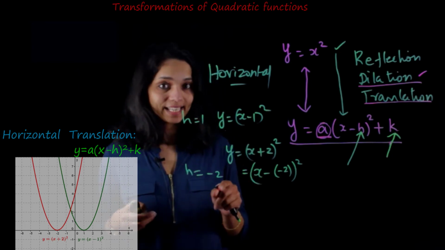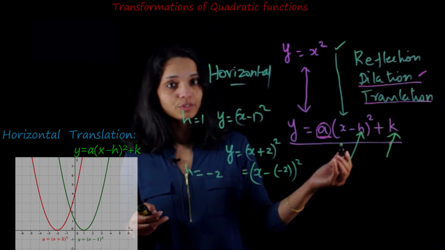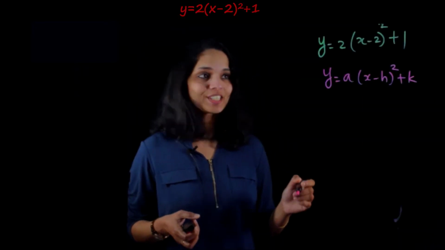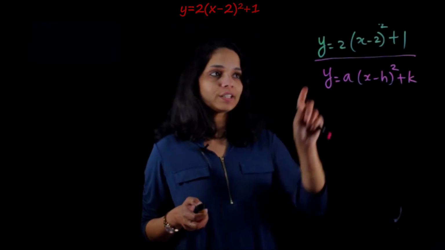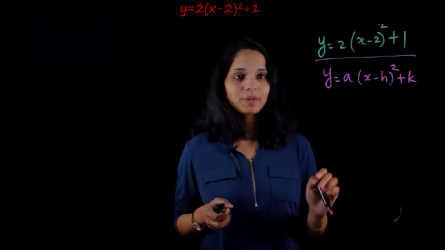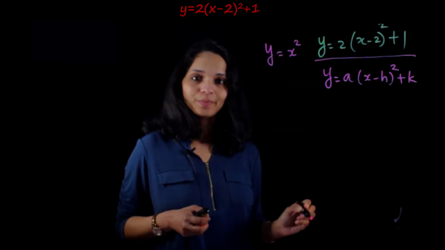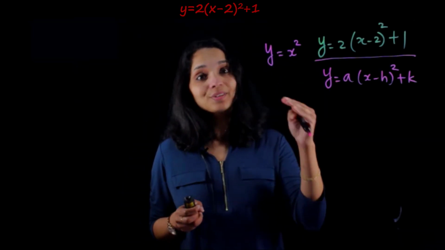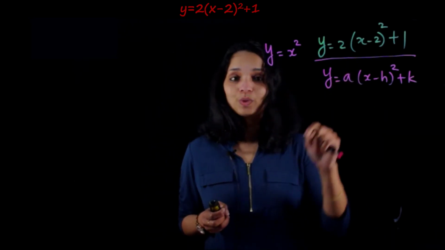I hope this makes sense to you now: the reflection, dilation and two different kinds of translations. Okay, let's do one question. Identify the transformations for the equation y equals 2(x − 2)² + 1 from the basic quadratic function y equals x². Let's look at the different transformations possible and see which has occurred for this one.